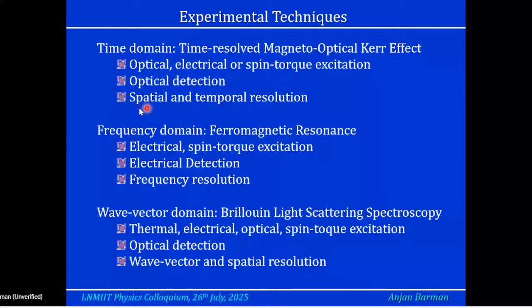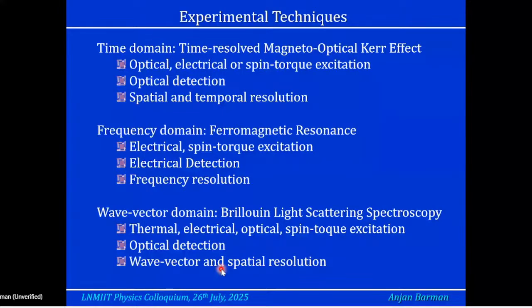You have a frequency domain technique known as the ferromagnetic resonance. You have electrical spin torque excitation, and you have electrical detection, and you have a frequency resolution. And you have a wave vector domain technique known as the Brillouin light scattering spectroscopy. Here, basically excited by thermal energy or electrical or optical energy, you can have again optical detection, but you have a wave vector resolution. So you can do the energy versus wave vector, that is a dispersion relation you can find from here.